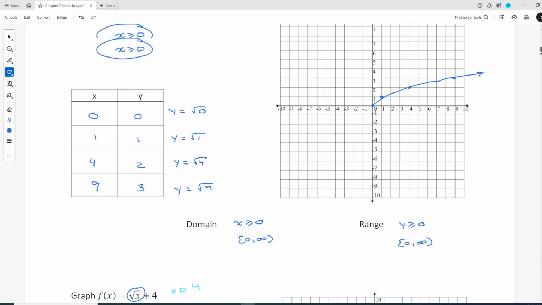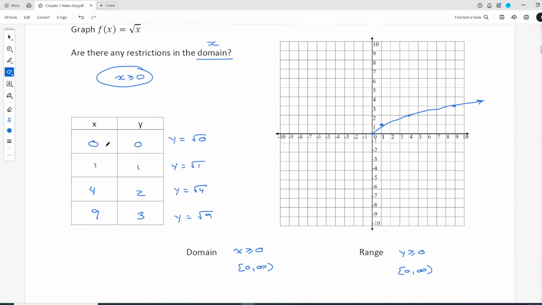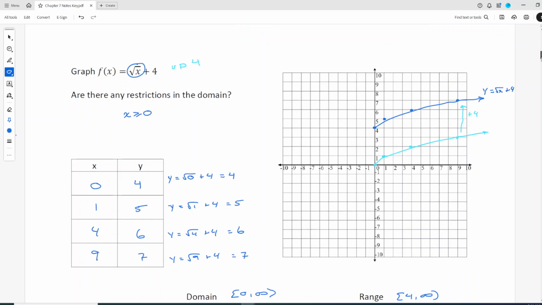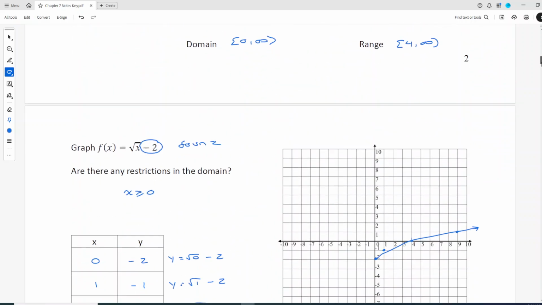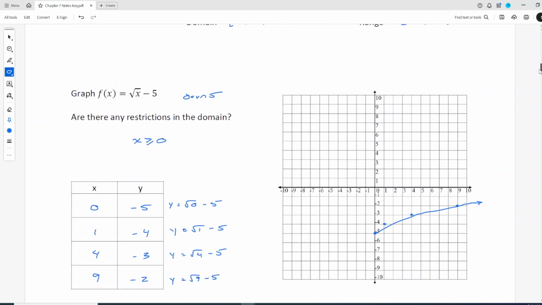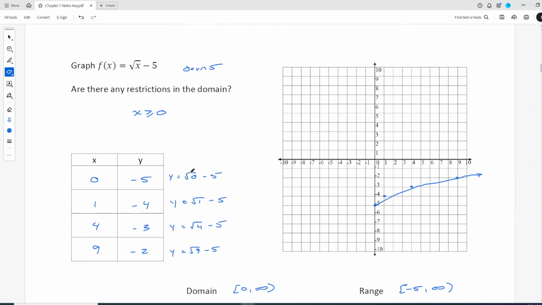If we look way back up here, remember when we put in 0, 1, 4, 9, we got 0, 1, 2, 3. But for all of these graphs that we did, instead of getting 0, 1, 2, 3 for the y's, they changed. Maybe they went up by 4. Maybe they went down by 2. Maybe they went down by 5, but they still went up in ones, right? So if you started at negative 5, it went negative 5, negative 4, negative 3, negative 2.